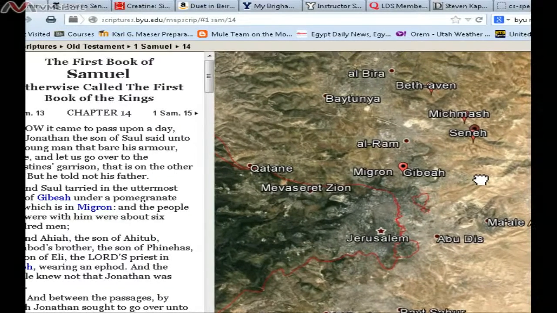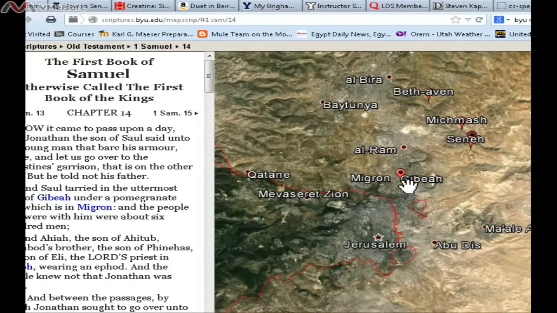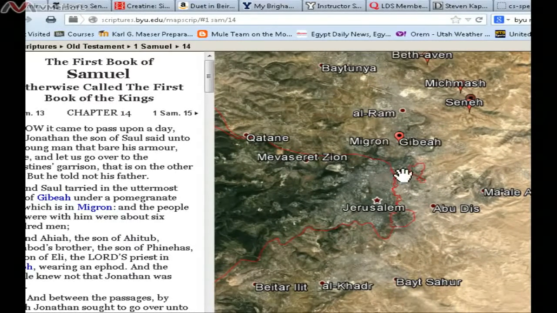Okay, just to show you where it is on the map, here's Jerusalem, here's Gibeah. That's where it's all happening as David flees from Jerusalem down to Bethlehem. He's coming out and away. It's only about 10 miles. It's not far.